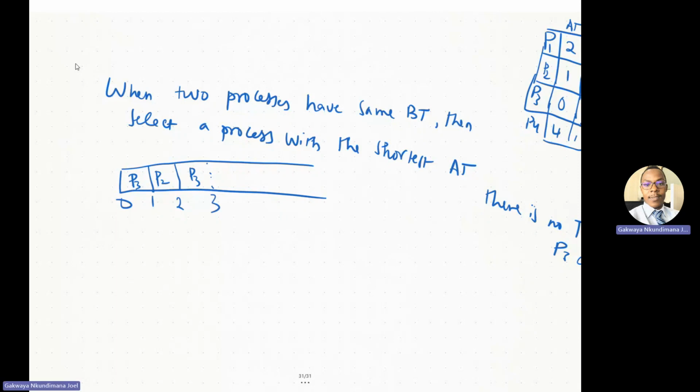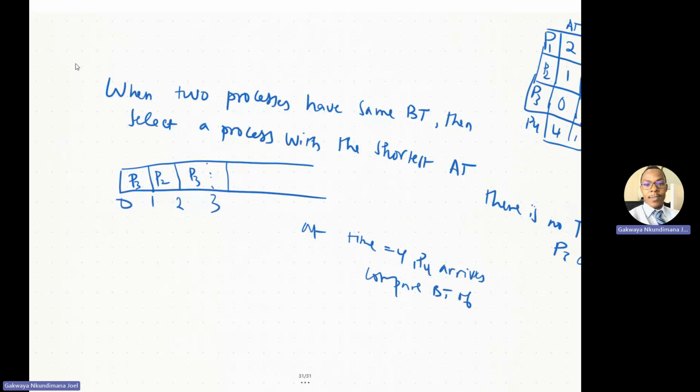It continues, but at time 4 here, right? When it reaches time 4, P4 arrives, all right, here at time equal to 4. When time is equal to 4, P4 arrives, right? P4 arrives.